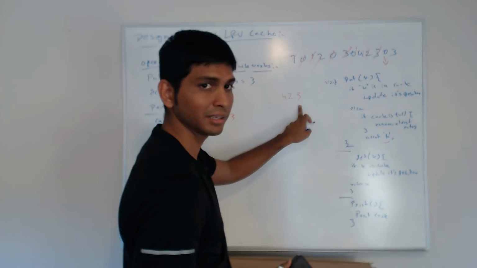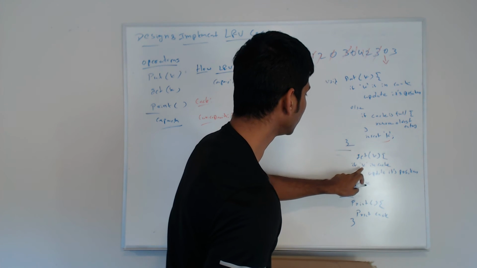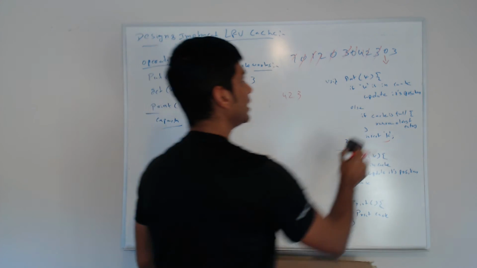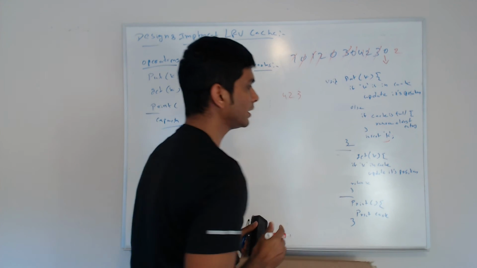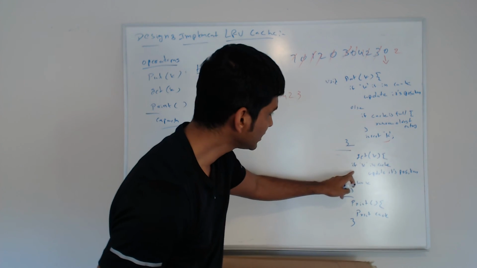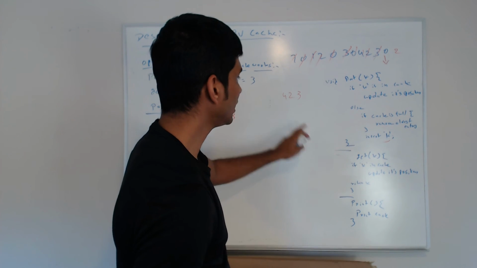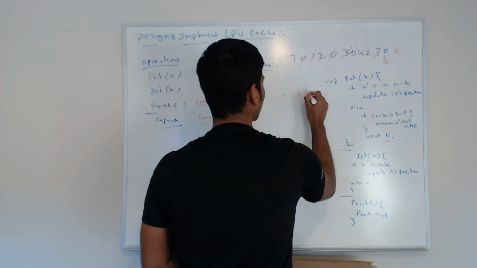There is no such element, so we don't have to do anything. If k is in cache, is 0 in cache? No, we don't have to do anything. Let's say that next I want to call get on 2. What happens? Then we see, is 2 in cache? Yes. Then I just update its position from here to here.